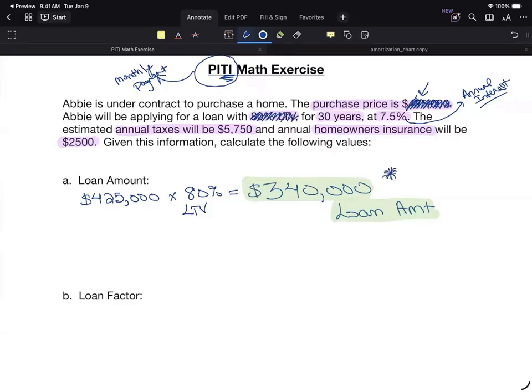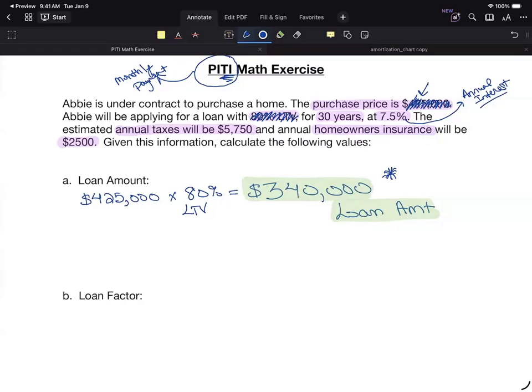Okay. So look, you could at least do one part of these math problems. This is legitimately a question you could have on the exam. If the purchase price is 425, it's an 80% LTV, what would be the loan amount? All right, like that. Right. Yeah, 340. Good. See, you got this.